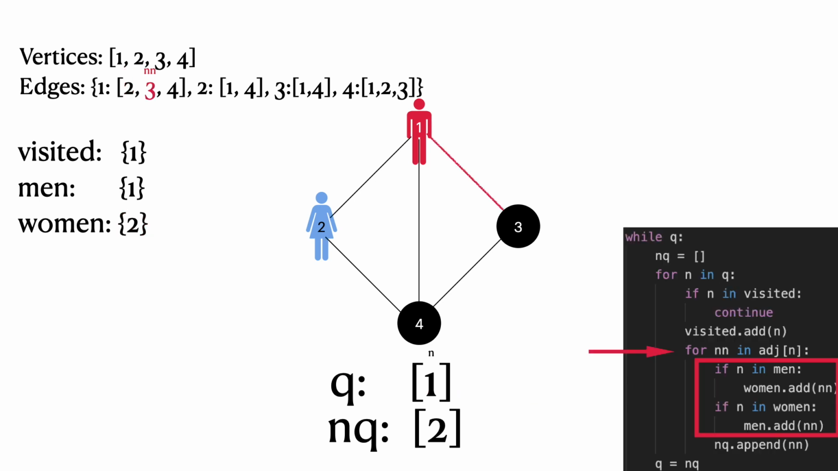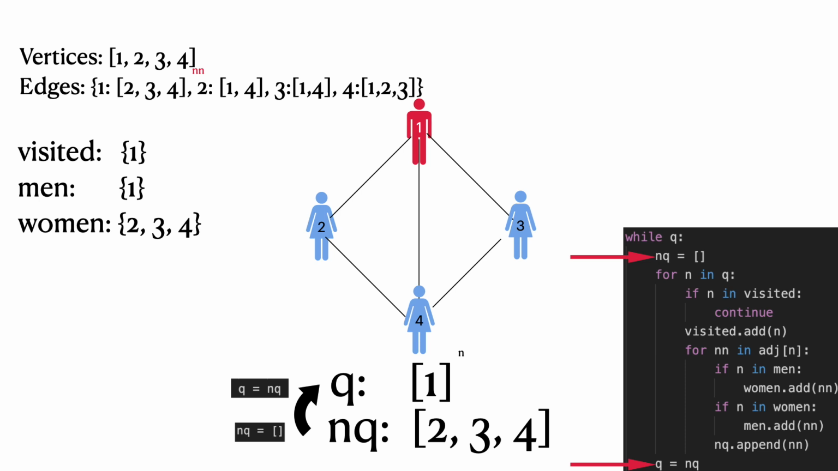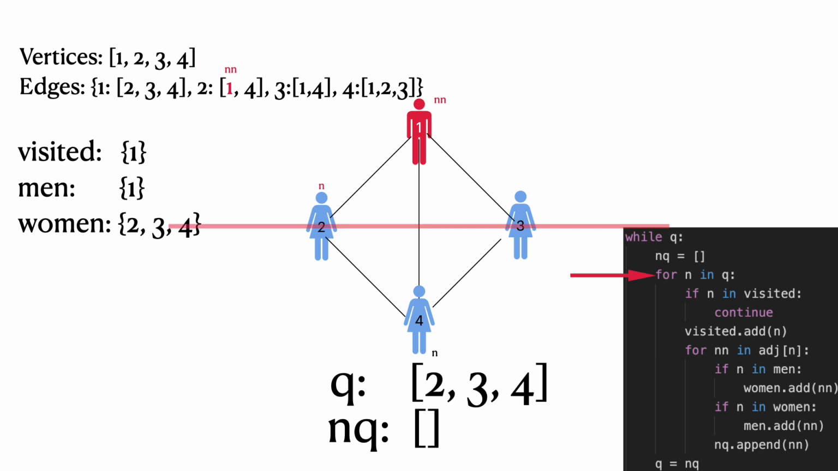Focus on the next node of node 1. Node 3. It becomes a woman again. Put it into the next queue. One more next node. Mark it as a woman. Put it onto the next queue. Because 2 for loops have ended, let's update the queue with the next queue.